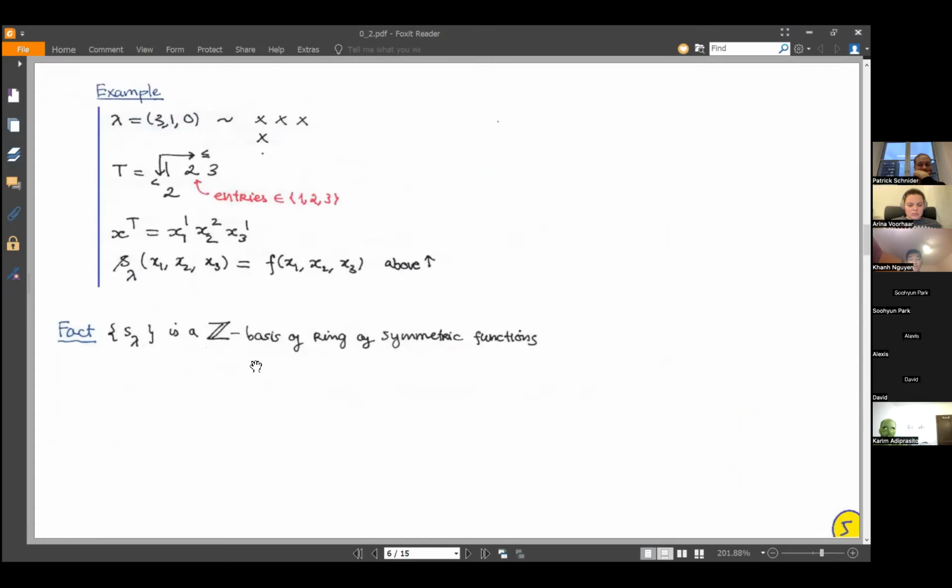There is a fact that the set of all Schur functions is a Z-basis of the ring of symmetric functions. It means that given any symmetric function, we can rewrite it as a linear combination of Schur functions with coefficients in Z.